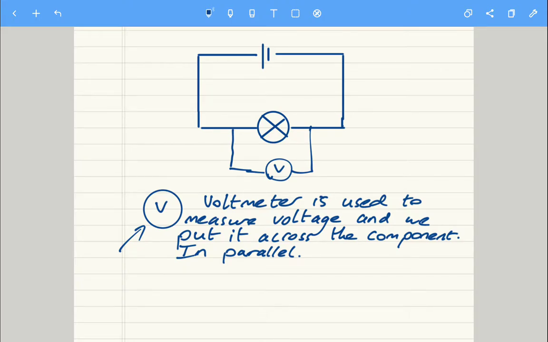Okay, so that's it. They don't go in series like ammeters, so you would never put a voltmeter, say, there. That would be wrong. So please don't do that.